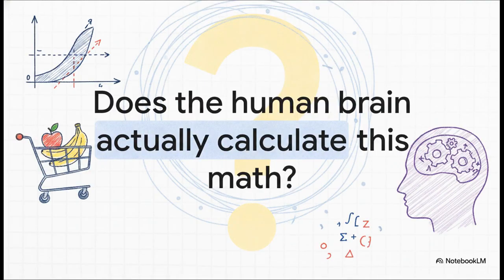Now, while this elegant model perfectly proves how rational consumers reach equilibrium, it does leave us with one really fascinating question. Do you actually calculate these slopes, tangency points, and diminishing rates when you hit the supermarket aisle? Or is all this complex calculus just running silently in the background of human intuition? It's definitely something to ponder the next time you're agonizing over apples and bananas.